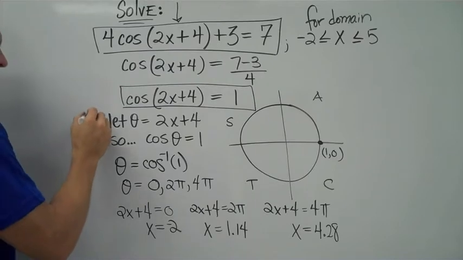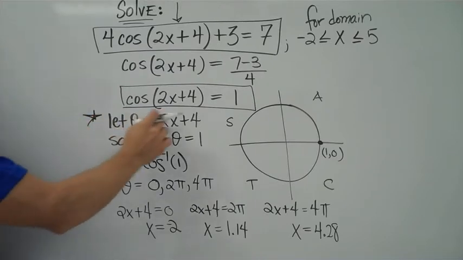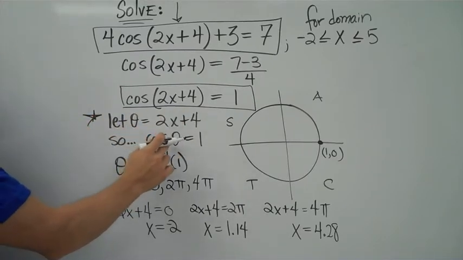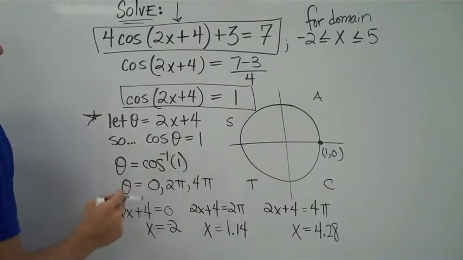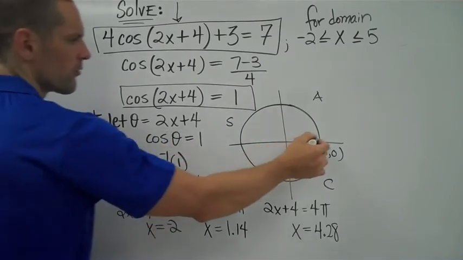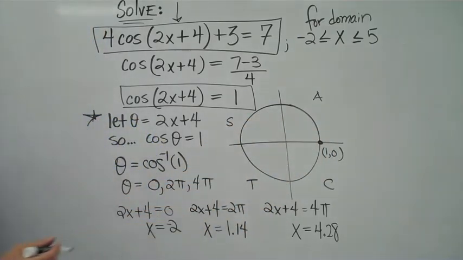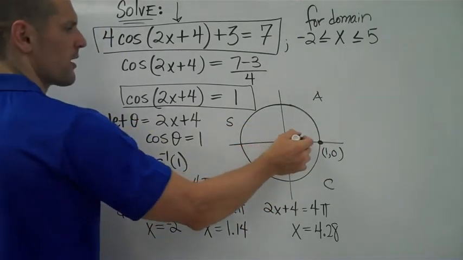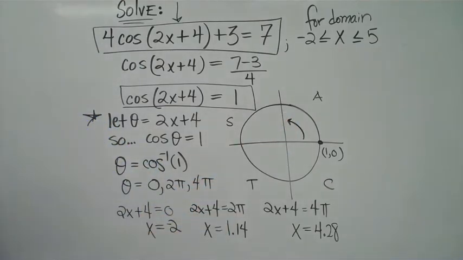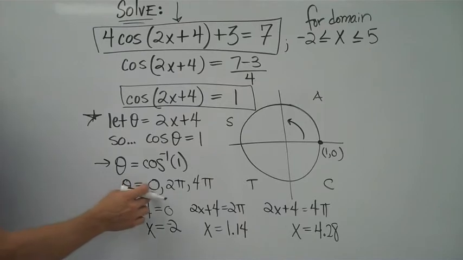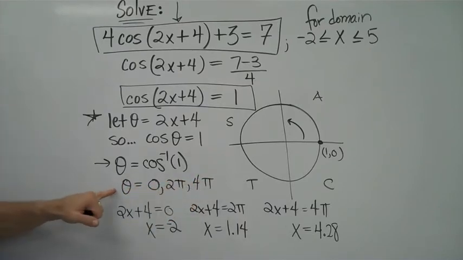Here's my key step: I'm going to let theta equal 2x + 4, so I can write this as cosine theta equals 1. Where does cosine, or the x coordinate, equal 1? Right here on my unit circle, that's at 0, 2 pi, 4 pi, 6 pi, etc., if I consider going in the counterclockwise positive direction. Or I could solve with my calculator, provided I'm in radians, and I'll get theta equals 0, 2 pi, 4 pi, etc.